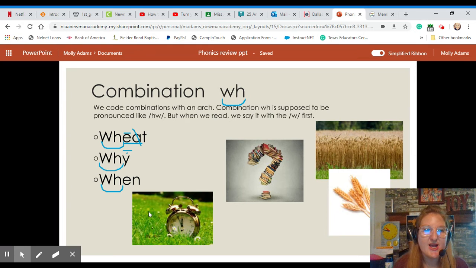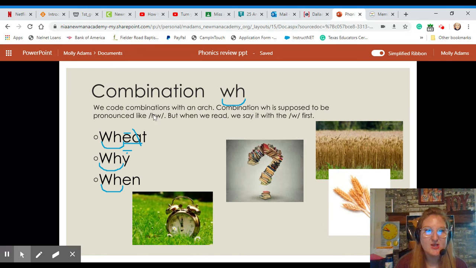If somebody asks you, when is the first day of school? They don't want to know the time right there. They want to know when the day is or when the month is. So we would say the first day of school is in August, the month of August. Okay, so when is always a question word that you want to know the time or day or month or season of the year that something happens.